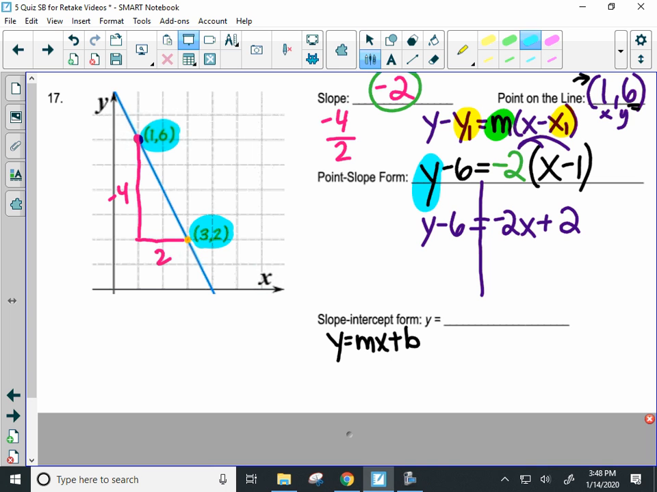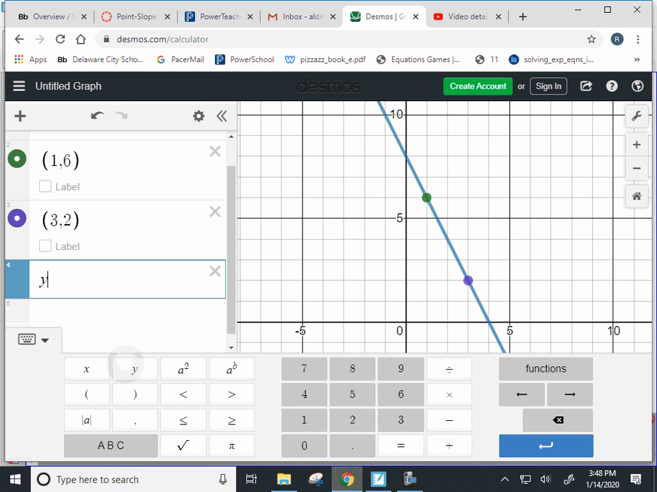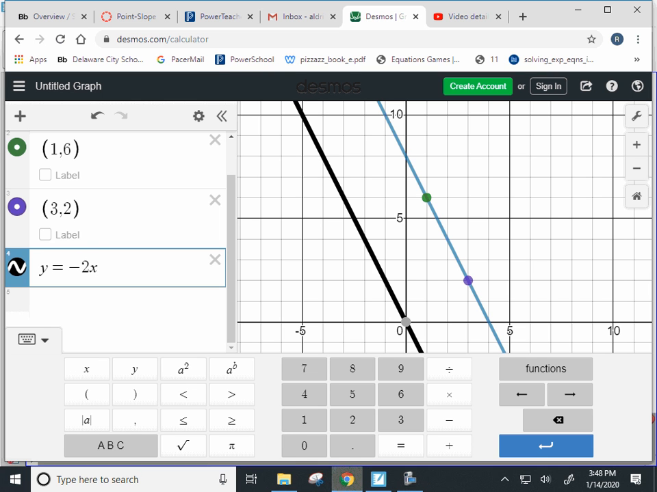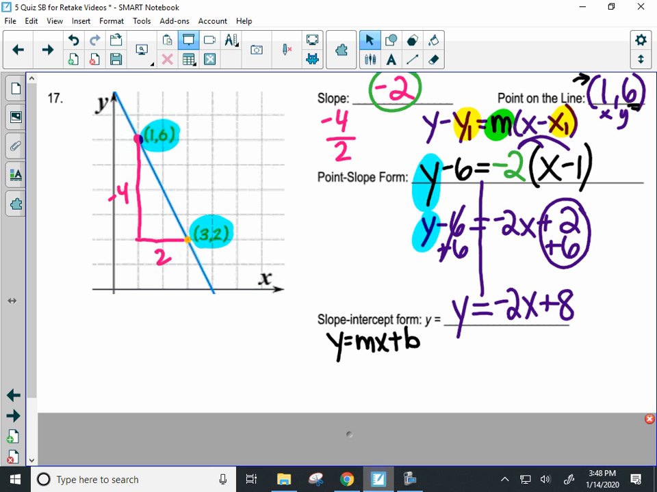Now in order to get the letter y by itself, I have to add 6 to both sides. I'll have the equation y equals. This negative 2x doesn't change because I only add the 6 to the other constant of 2. Now I have an equation, so here's what I'm going to do. I'm going to type that into Desmos. I'm going to go into a new box right underneath here: y equals negative 2x plus 8. Notice how that black line graphed right on top of the blue one here. So because that graphed right on top, I can see that's the exact same line. So I know I did my work correctly.